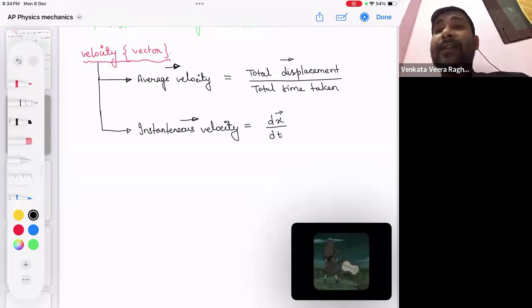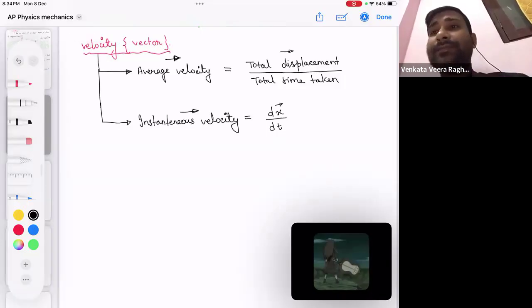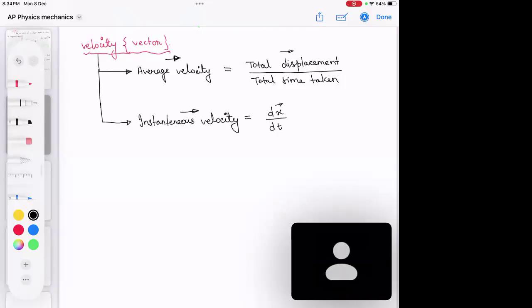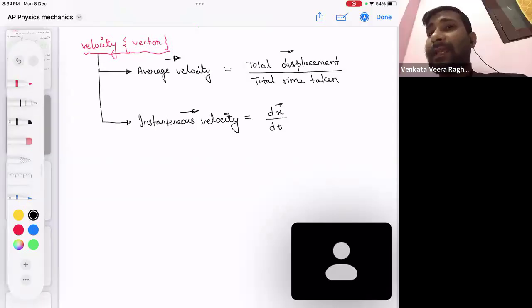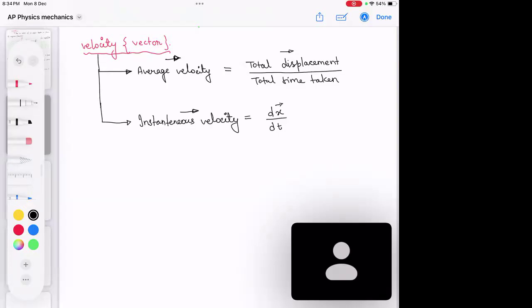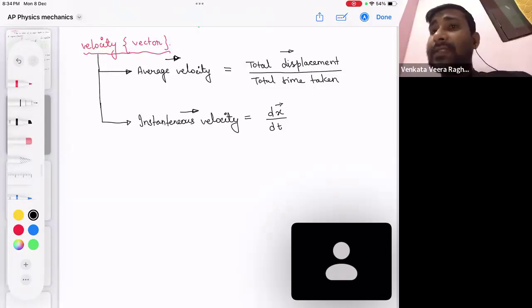Average velocity and instantaneous velocity. Is that clear? Any confusion? Again, average velocity for a moving particle, can it be zero, positive, negative? It can be. And in the same way, instantaneous velocity can also be positive, zero, or negative.